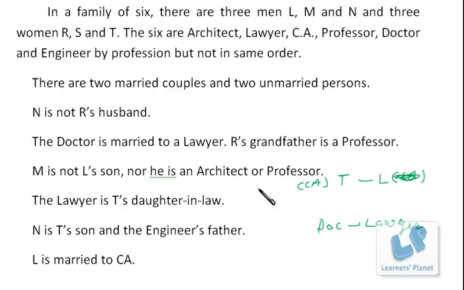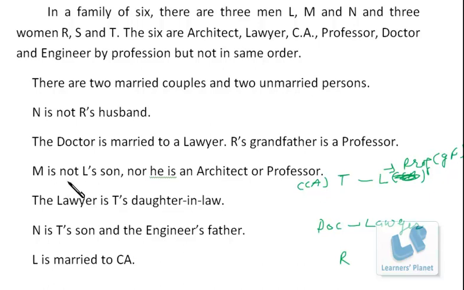Now we got the 2 generations, that is T, L, then doctor and lawyer, and then the remaining 2, right? Now R's grandfather is a professor. So R will be in the 3rd generation and her grandfather is a professor. That means in this generation, one should be professor. But T is CA, that means L is grandfather and he should be professor. So L is professor and he is grandfather.